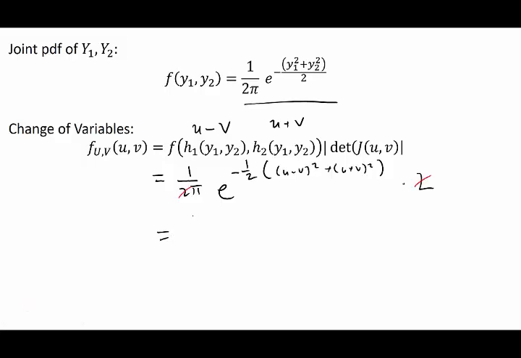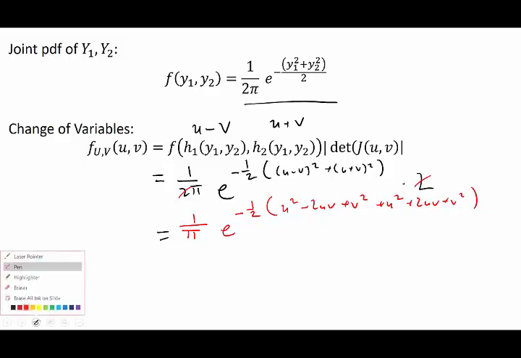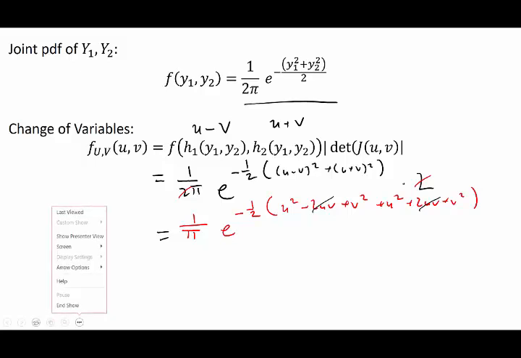So we can simplify this a little. The 2's cancel, so we get 1 over pi out front. And then in the exponent, we end up with u squared minus 2uv plus v squared by expanding out the first square, and then u squared plus 2uv plus v squared by expanding out the second. Now again, these cross terms cancel.